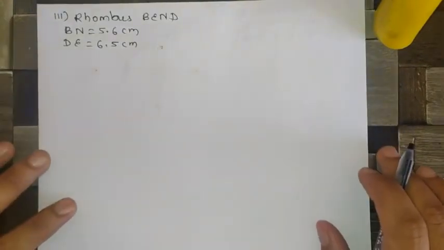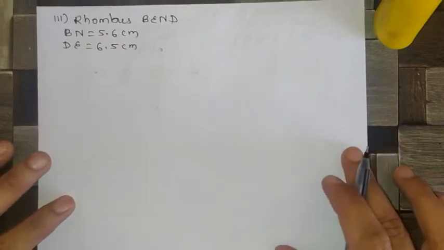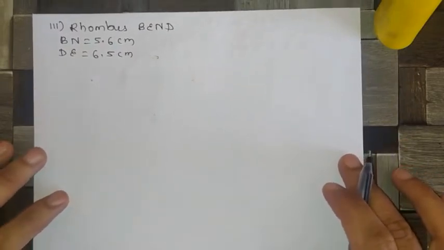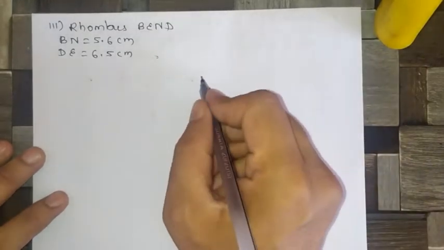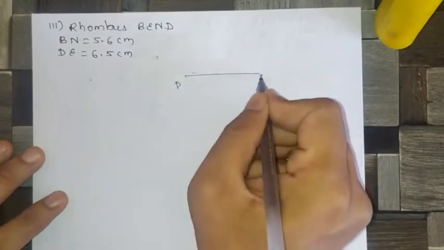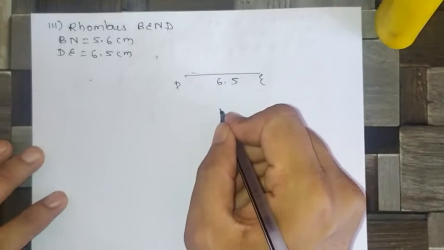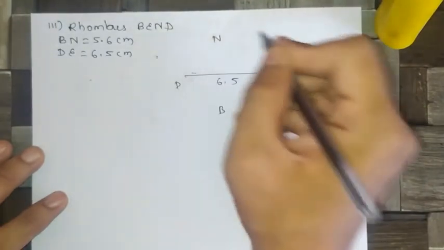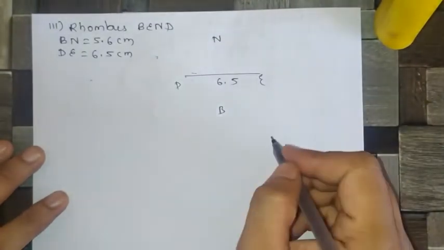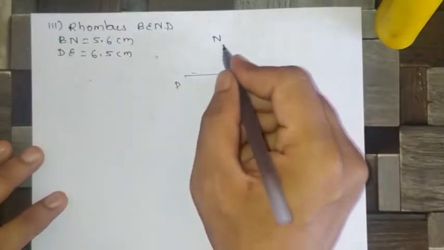So now here we are in the third part, and the third part is you have to design rhombus BEND. So for designing this, one side is given BE, that is 6.5 centimeter. So it is B and D. So somewhere here B will be there. So here N will be there. So we will get the rhombus, we will get the quadrilateral. So then BN is given 5.6.